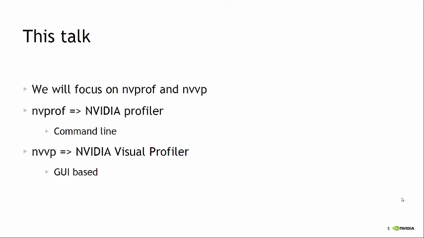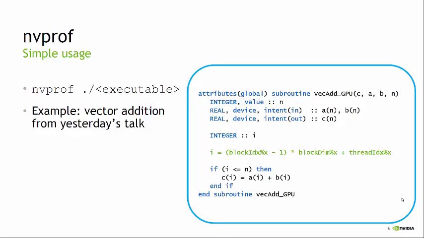So, as I just said, we're going to focus on nvprof and nvvp. nvprof is the NVIDIA profiler. NV is NVIDIA, prof is profiler, and it's a command line tool. nvvp is NVIDIA Visual Profiler, so NV is NVIDIA, V is Visual, P is Profiler, and that's GUI based. You should have both available on your systems. Here, I don't know if the GUI will work nicely. If you have X11 forwarding, I would hope it would. It should work. It should work. Okay, good.